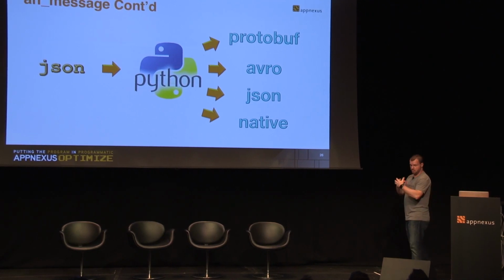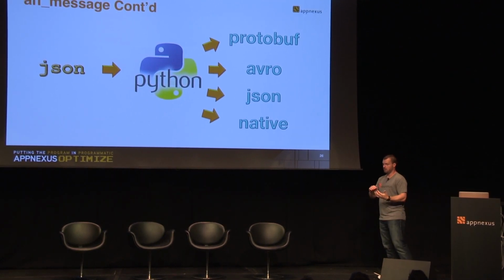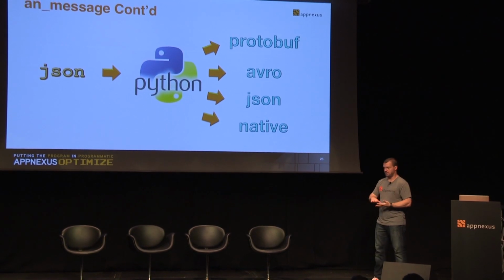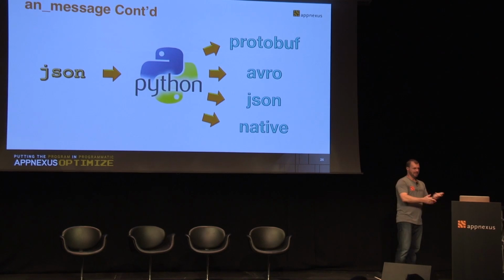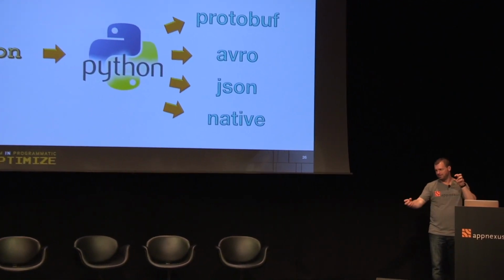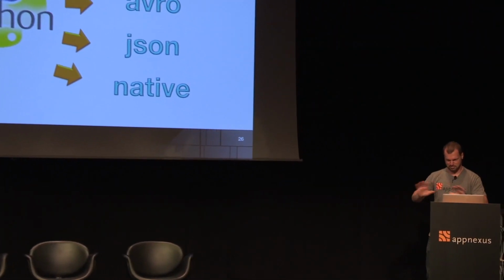We get JSON, we get Python, we spit out C code for protobuf, Avro, JSON native, tab separated. We still actually have support for TSV in AppNexus. If we had to, we can spit out ASCII rows, but it's banned, strictly banned.